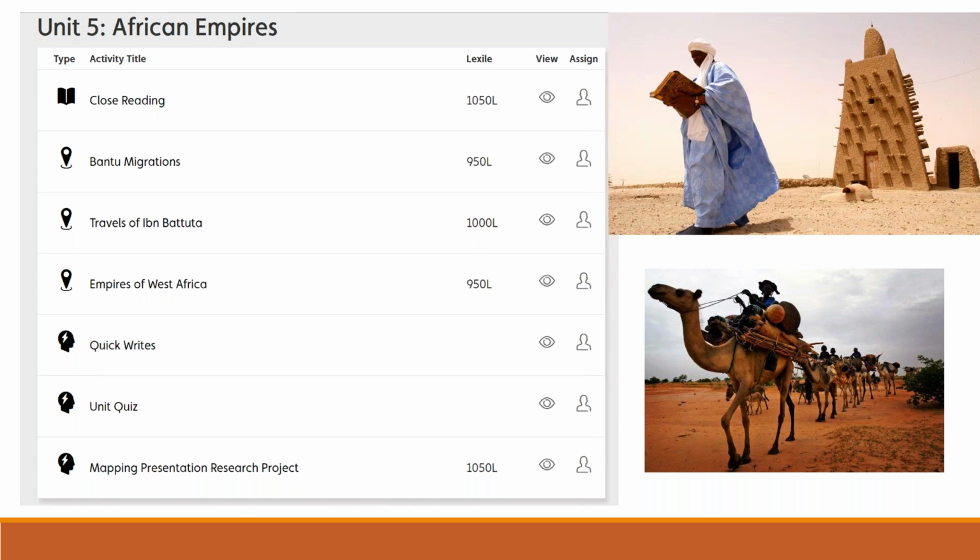There's lots of resources out there for you to be able to do this, even if you don't have access to the Nystrom mapping programs. But I did want to use these programs because they're colorful and they're helpful, and I'm pulling this from a program called Mapping World History. It's a unit on African empires. There's 3 core readings to it: the Bantu migrations, the travels of Ibn Battuta, and we're going to focus today on the empires of West Africa.